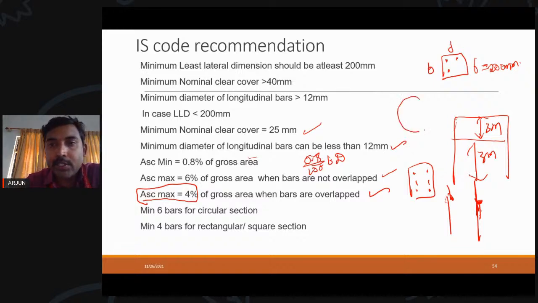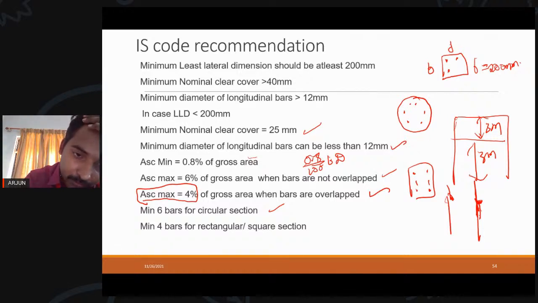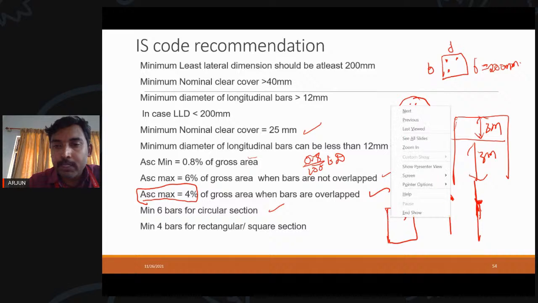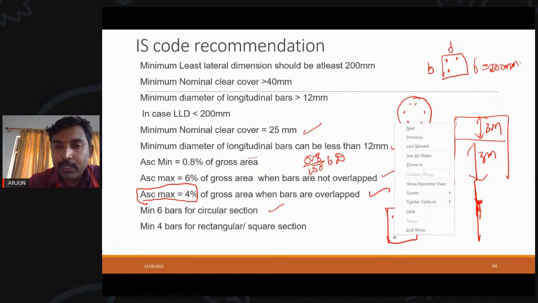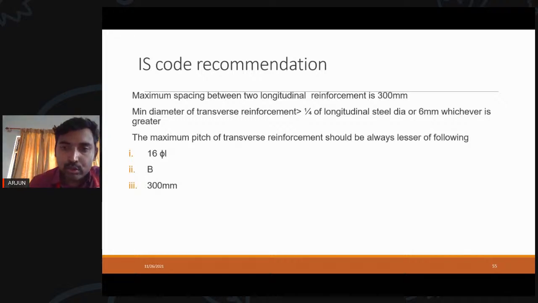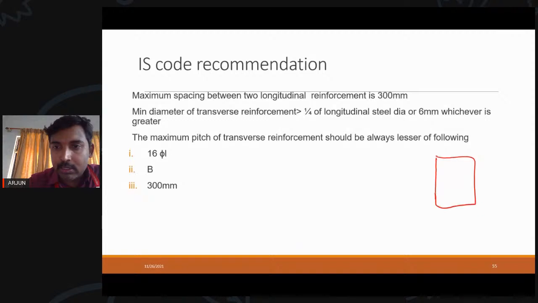And in case of a circular section, whatever may be the diameter of the section, you have to provide a minimum of 6 bars of reinforcement. So we have to provide a minimum of 6 bars in circular columns. In case of square or rectangular columns, the minimum number of bars is 4. Okay, and also the spacing between the bars shall not be greater than 300 mm. So in any case, the spacing between the bars of longitudinal reinforcement should not be greater than 300 mm.